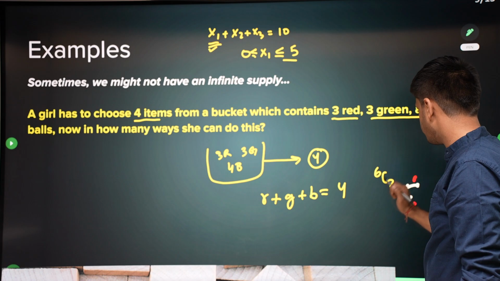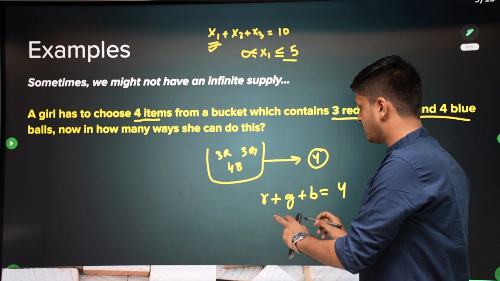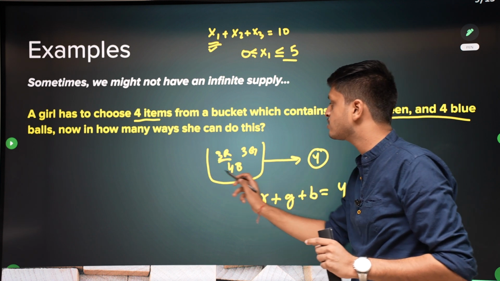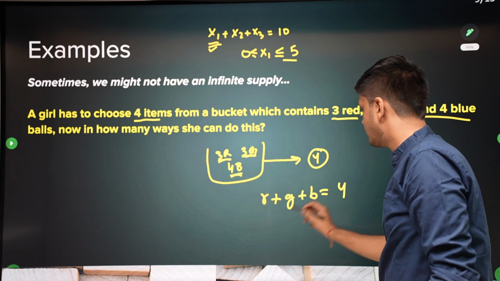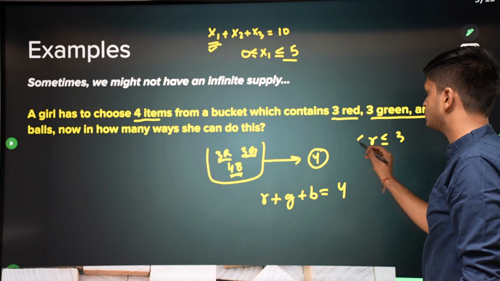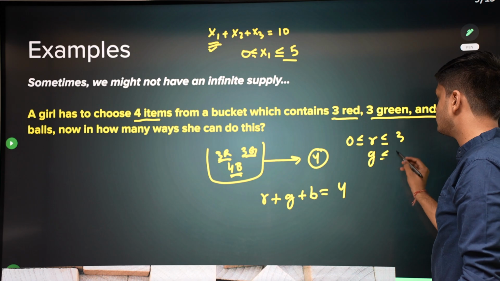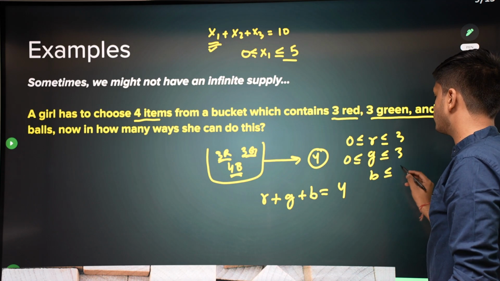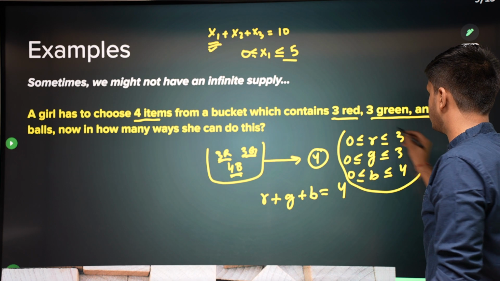But now this is not the problem. So here there is a constraint. The constraint is you only have 3 red balls, you only have 3 green balls and you have 4 blue balls. So basically here R can be anything between 0 and 3. G can be anything between 0 and 3. B can be anything between 0 and 4. This is the constraint that we are adding.